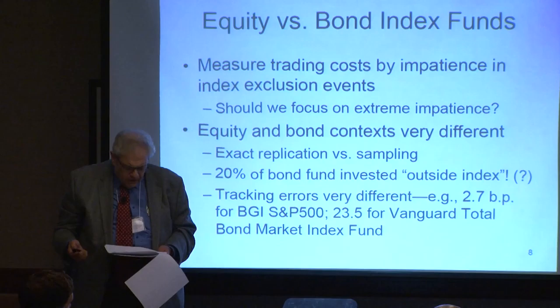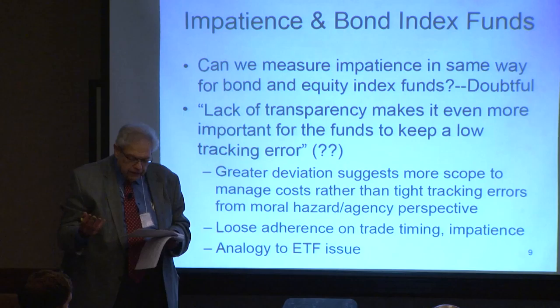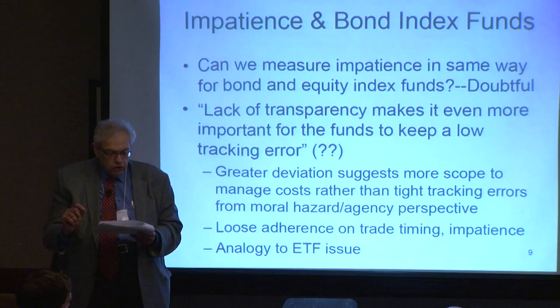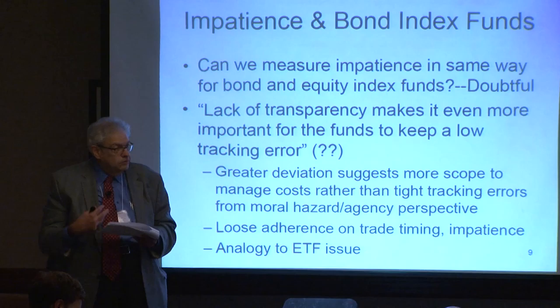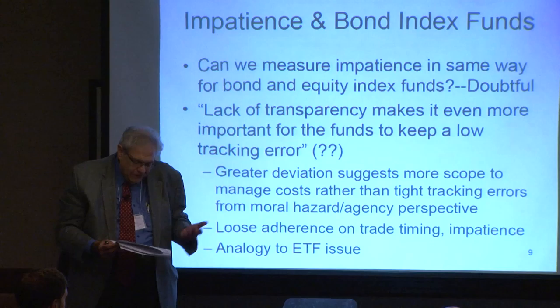I'm sort of doubtful. The paper says the lack of transparency makes it even more important for the funds to keep a low tracking error, referring to the bond funds. I don't get it. I just didn't understand that. Greater deviation suggests to me that there's more scope to manage costs rather than tight tracking errors from a moral hazard and agency perspective. So it seems to me the fact that it's hard to do gives more flexibility, and I think this really cuts to the issue at hand.